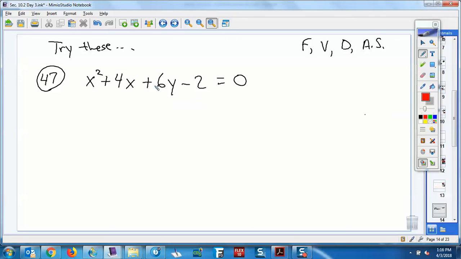You might pause the video and try this. You're going to find the focus, vertex, directrix, and axis of symmetry. Okay, here's your answer to this one. Work it out real quick.